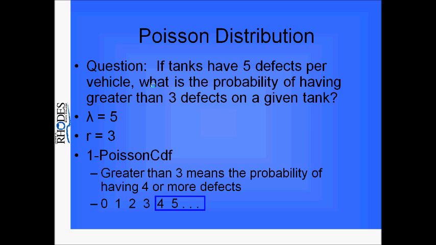Okay, but our calculator doesn't think that way. The calculator thinks from 0 on up. So we need to subtract from 0 to 3. We need to subtract those probabilities out. That's why it's 1 minus Poisson CDF, the lambda 5, r of 3, and you'll get your answer. So when you type that in, it should be 1 minus Poisson CDF 5, 3. And you should get a value of 0.73497. So that's the way that works.